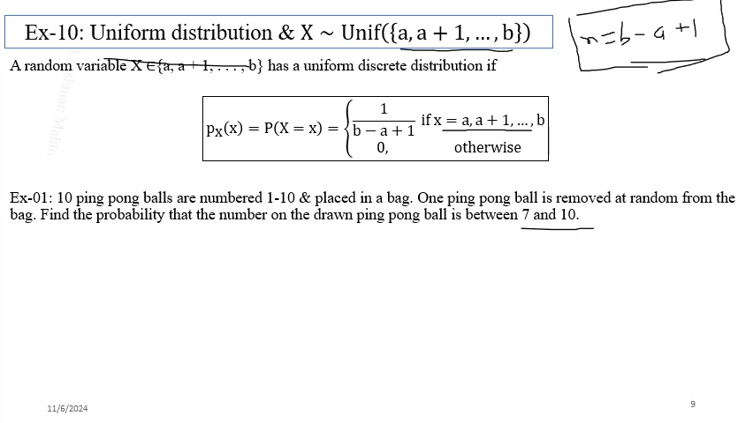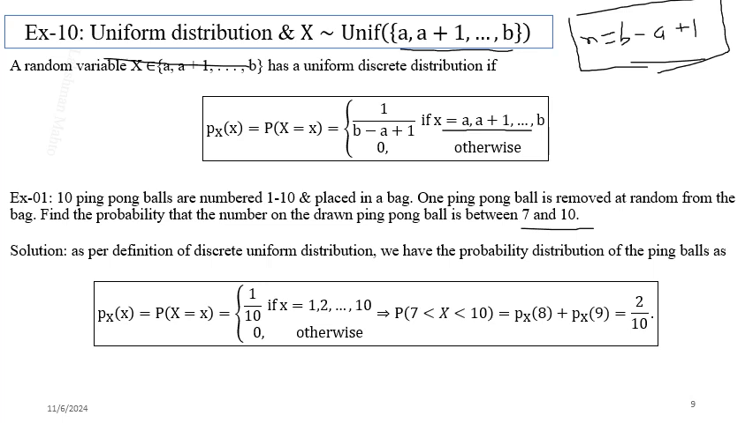Now, find the probability that the number on the ping pong ball is between 7 and 10. What is the meaning of between 7 and 10? We are not including 7 and we are not including 10; we are taking the numbers between these two. That means a strict inequality, so 8 and 9 are included. The probability of getting 8 is 1 by 10, the probability of getting the 9th ball is 1 by 10, so the answer is 2 by 10. This one is very simple.